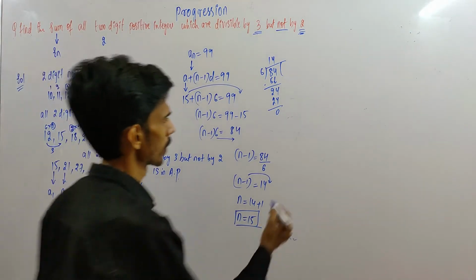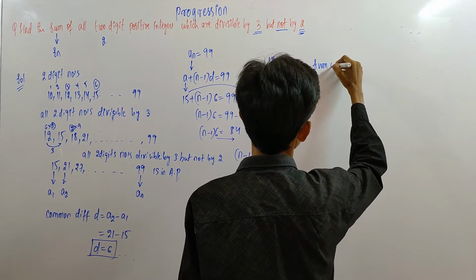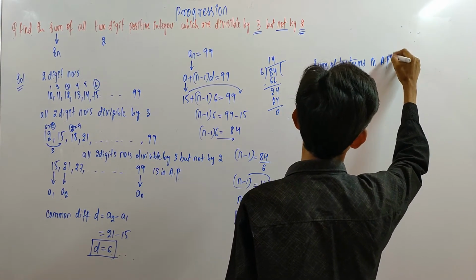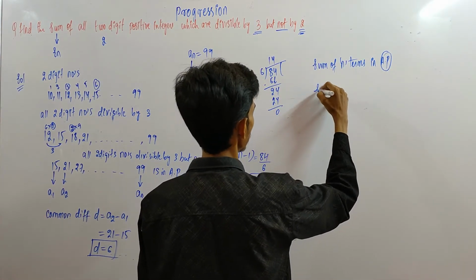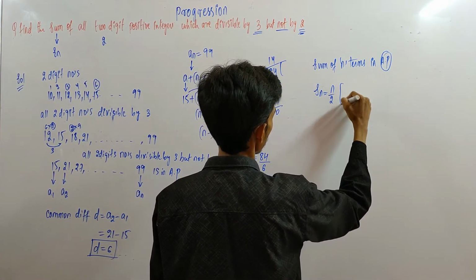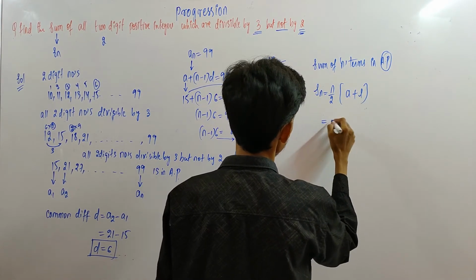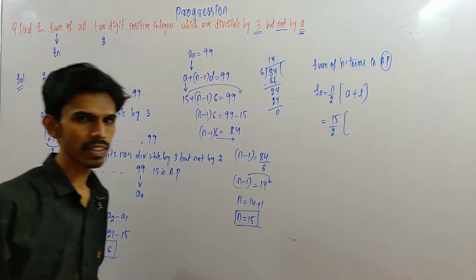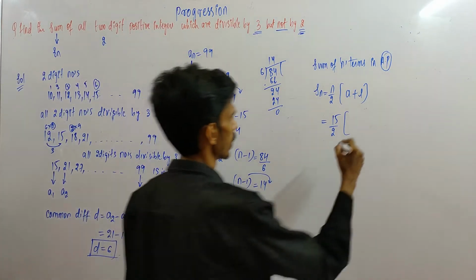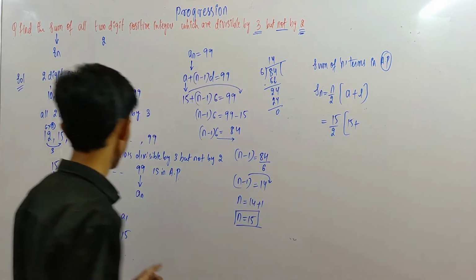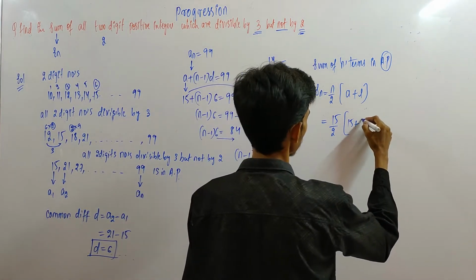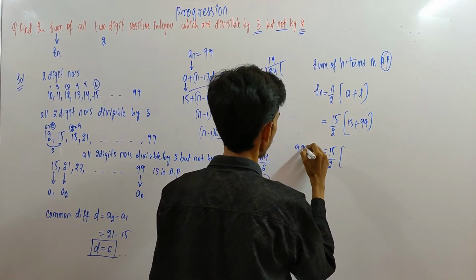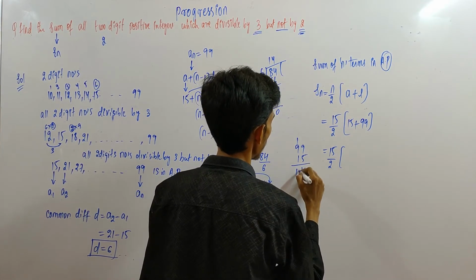Now we want the sum. Sum of n terms in arithmetic progression: we have Sn as n by 2 into (first plus last number). We have n value as 15 divided by 2 into, first term A value we have 15, plus last number we have 99. That is equal to 15 divided by 2, 99 plus 15, we have 114.